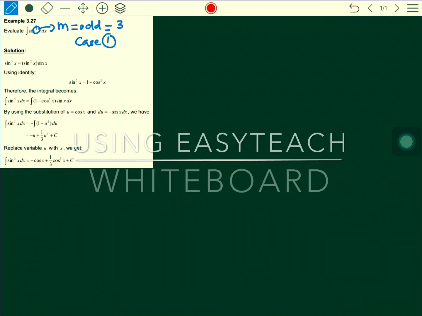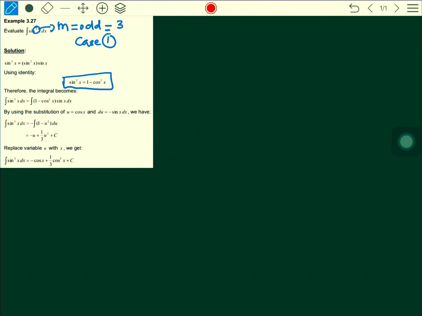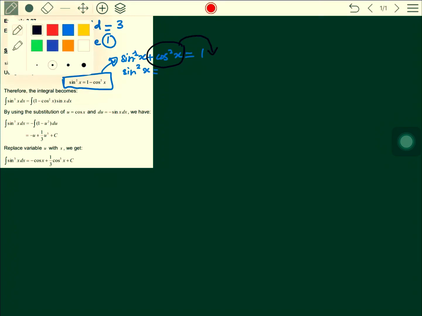This falls under case 1. So under case 1, you know that you need to use this identity. This identity actually comes from here. I believe that you can recall it: sine squared x plus cos squared x equals 1. Since we want only this, we need to move the cos squared x to here, so that it becomes 1 minus cos squared x.